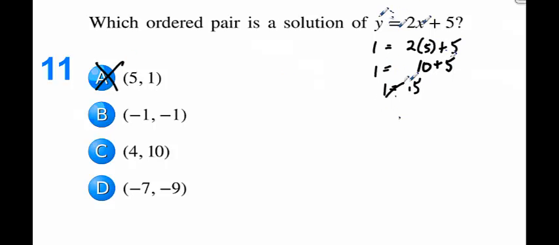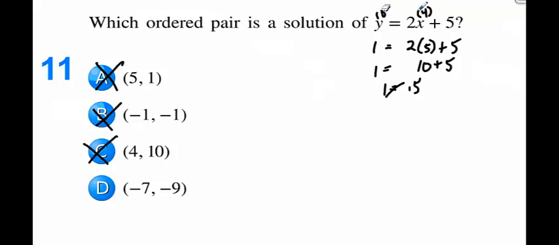Okay? So now let's do this one in our head. Okay, we have -1 here, and x is -1 there. So 2 times -1 is -2. -2 plus 5 is 3, but we needed -1. So B isn't possible. Let's try C. So x is 4, y is 10. So 10 equals 2 times 4 is 8, 8 plus 5 is 13, and that doesn't equal it.